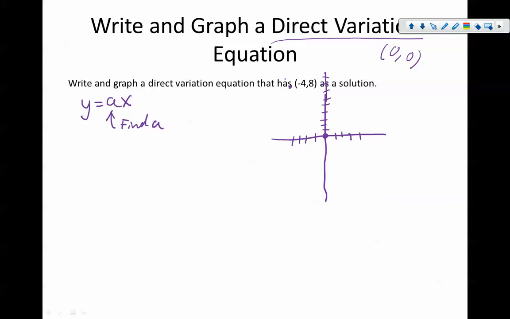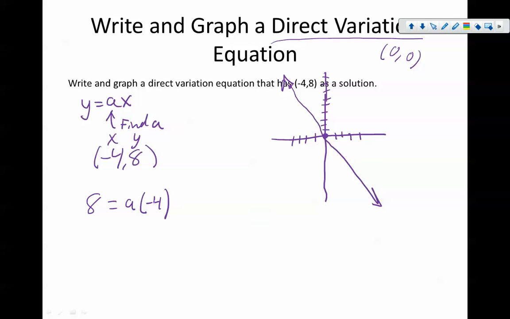So I've got my graph right there, because I have 2 points. So I know that it goes through like that, right? But what's the equation? Well, I need to find the slope of this line. And the way that we do that is by plugging in that point. Notice that we were given a point, x and y. X is -4, y is 8. If I were to simply replace those two values in the equation, the x value for the x, the y value for the y, and then solve for a, I would get a equal to -2.